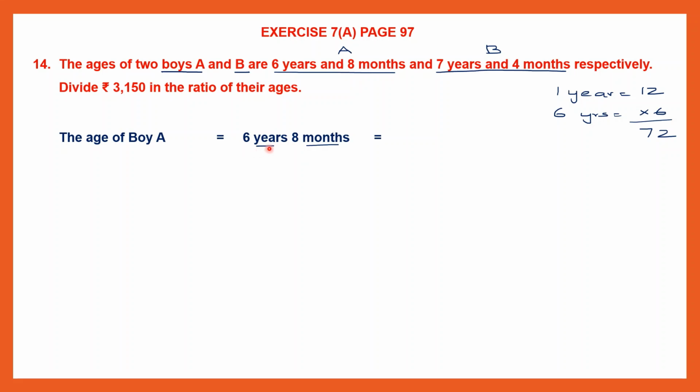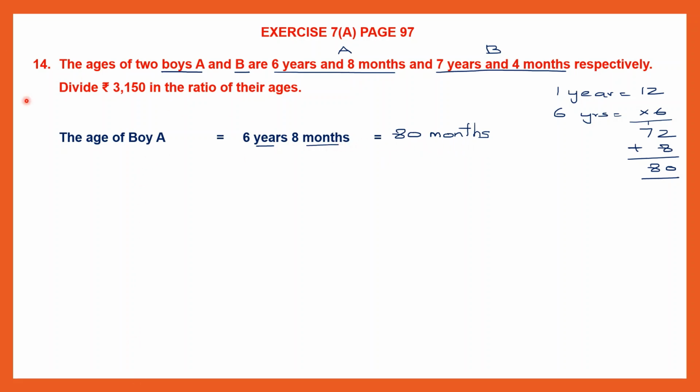Now here it says 6 years and 8 months. So we have to add this 8 months to 72. So let's add the 8 months to 72. So what do we get? 2 plus 8 is 10, carry 1. 7 plus 1 is 8, 80. So totally this is 80 months. So the age of boy A is 80 months.